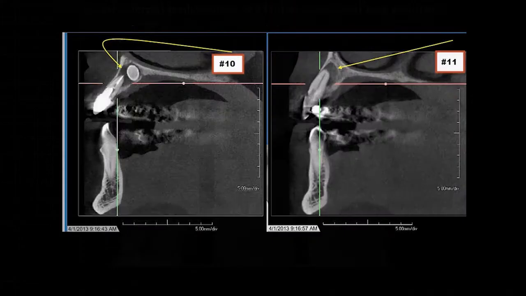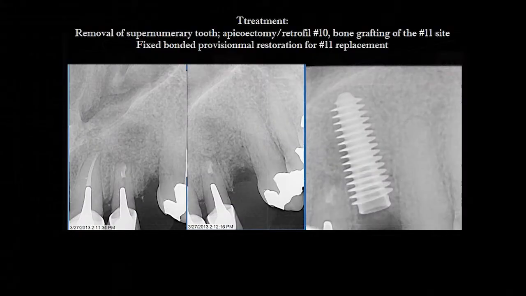So, the interesting thing is you do a scan, and right above number 10, this huge lesion, you got this going on. So it's like, well, obviously, this thing's got something to do with it. Here's where the resorption is. There's even some of the lesion there. So, what we wound up doing is opening this area up, taking out the supernumerary tooth, apicoectomy, bone graft, temporize, bonded temporary. And then after 6 months, this implant right here.